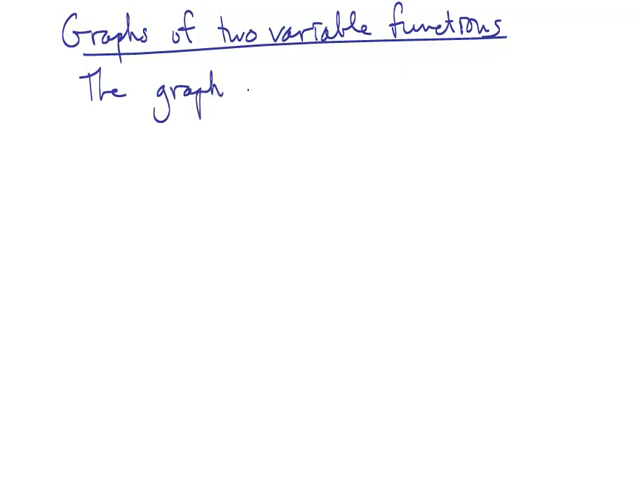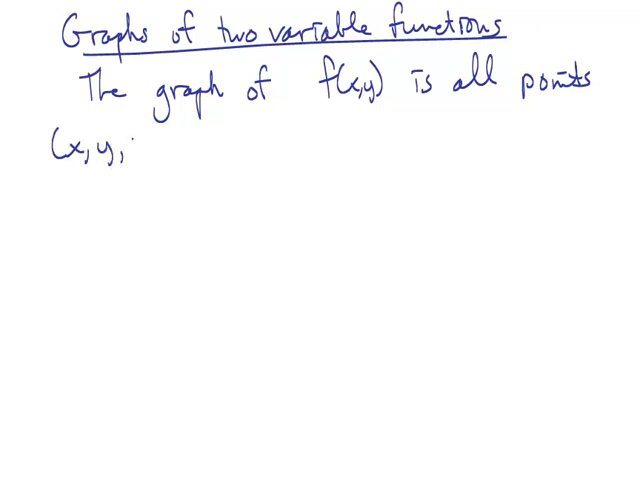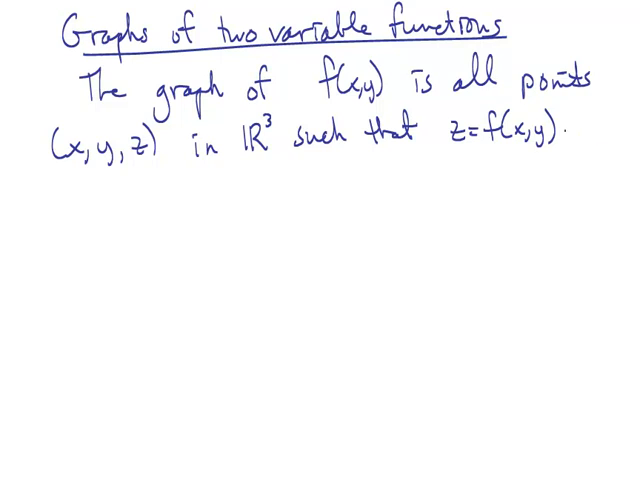The graph of a function f of x, y is all points (x, y, z) in R3, that 3-dimensional space, so ordered triples there, such that the z coordinate is the output of the function when I put x and y into that 2-variable function. And again, some examples are going to be the most instructive here to see what's going on.